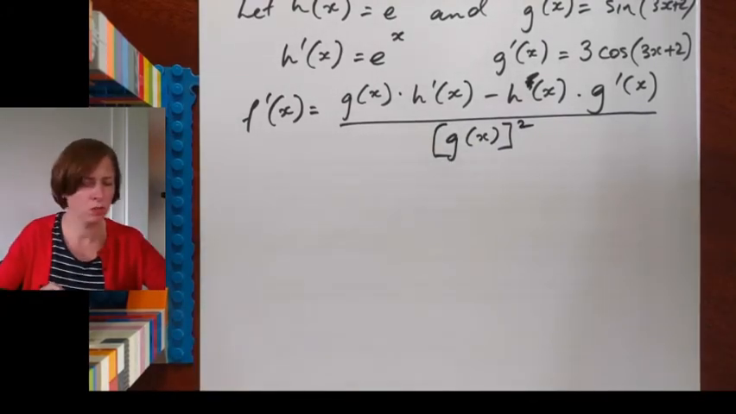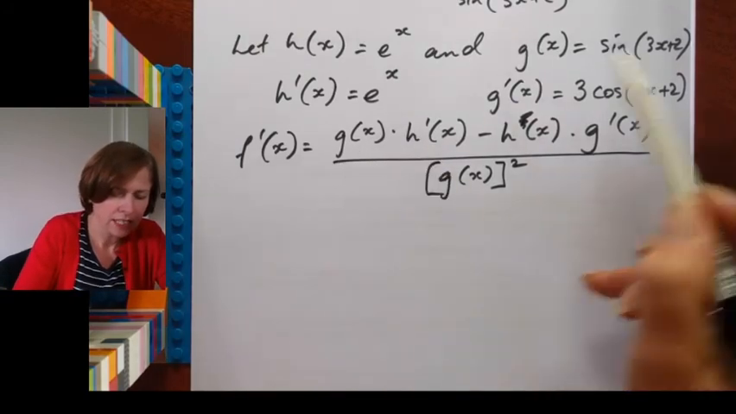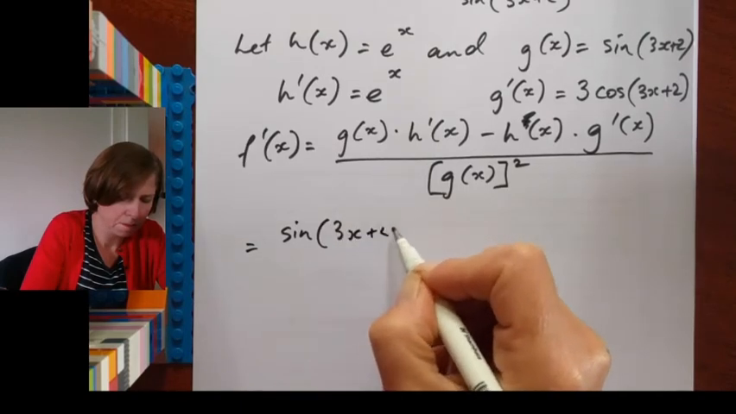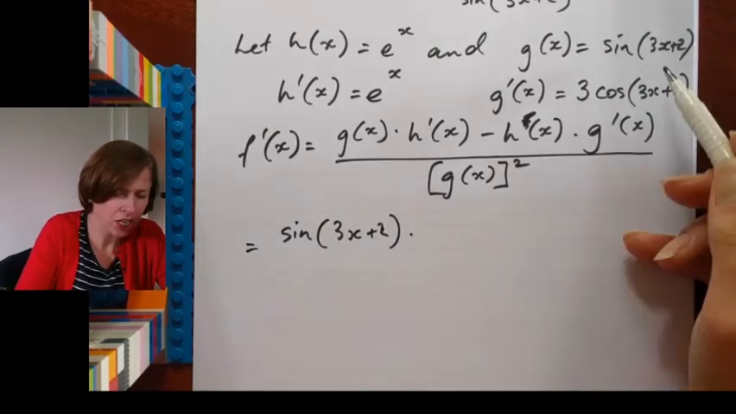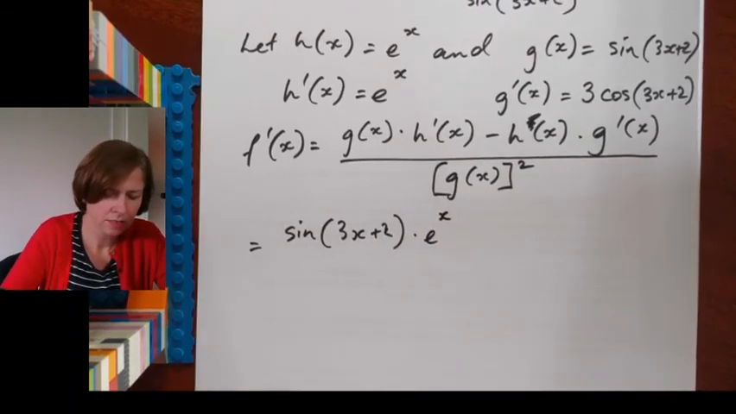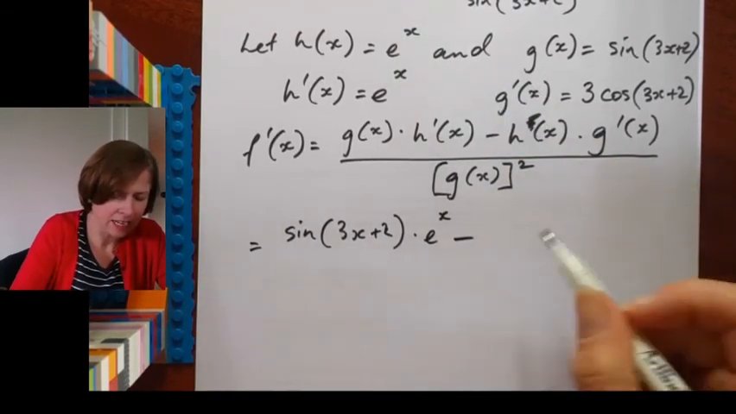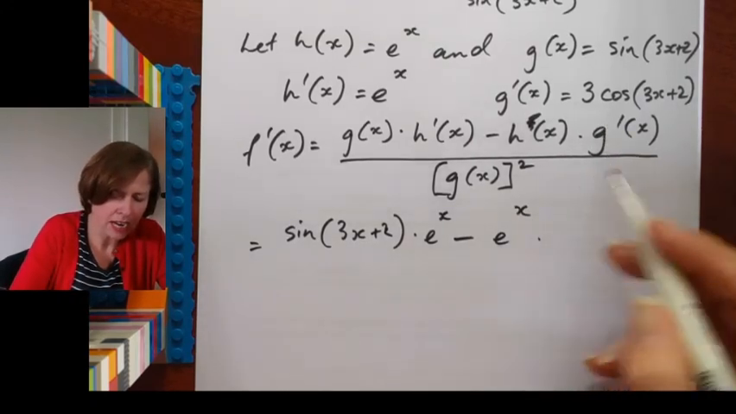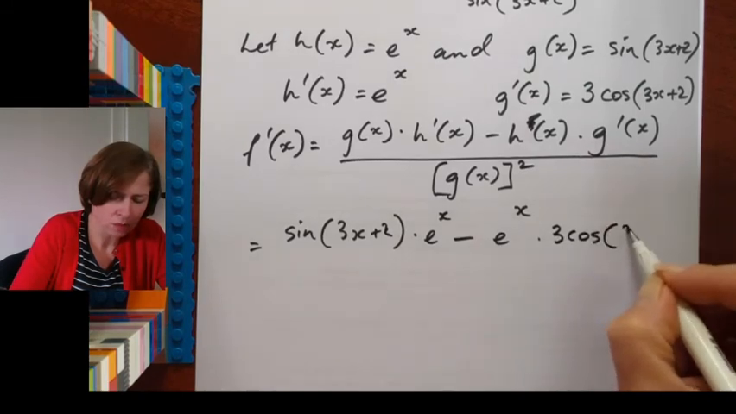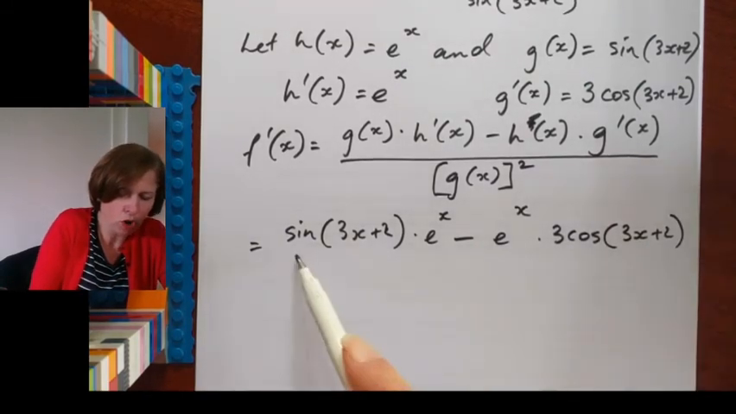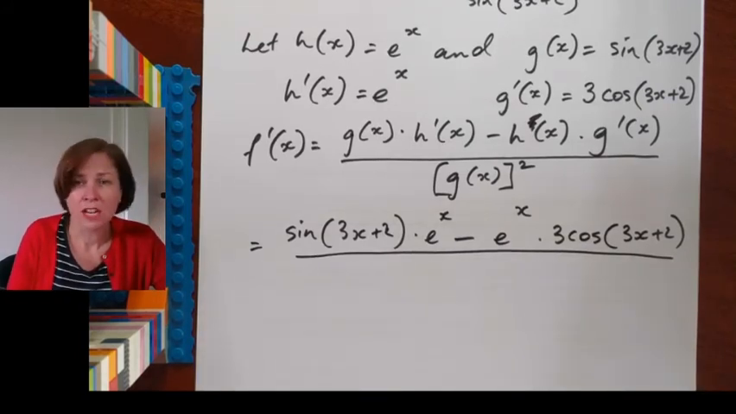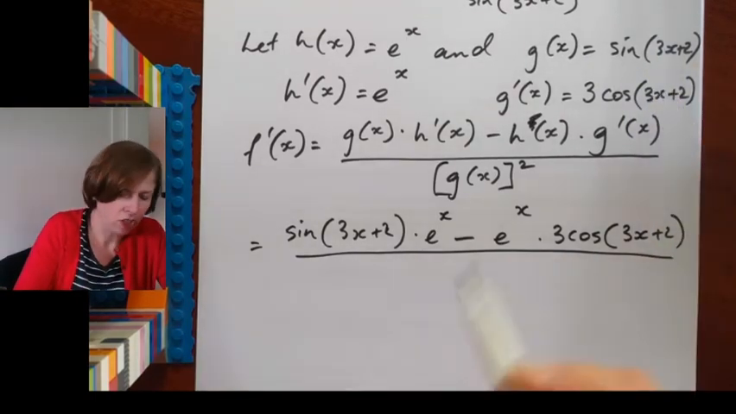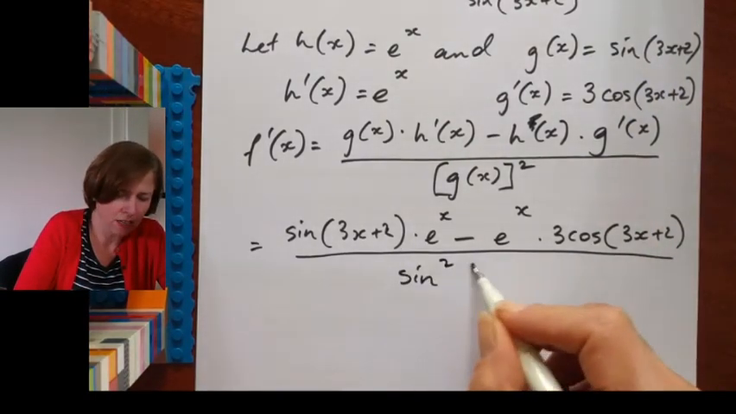Okay, so let's do it. g of x is sine 3x plus 2, times h dash of x, which is e to the power of x, minus h of x, which is e to the power of x, times g dash, which is 3 cos 3x plus 2, all over g of x squared. And g of x is sine 3x plus 2, so I just square it, so it's sine squared of 3x plus 2.